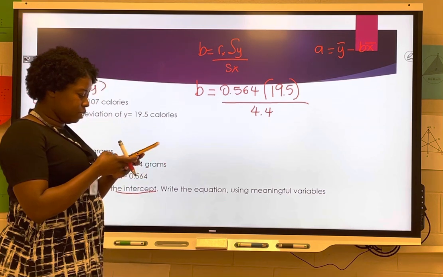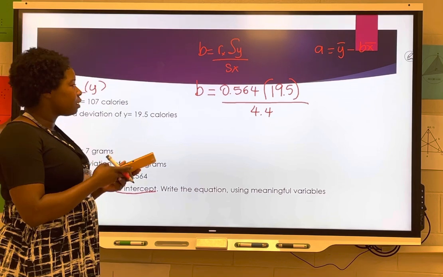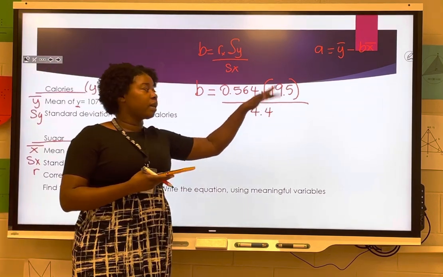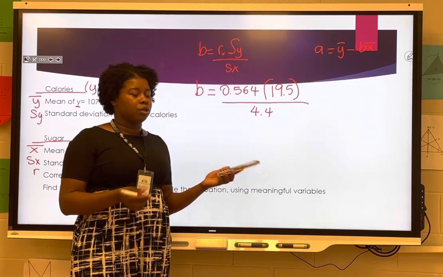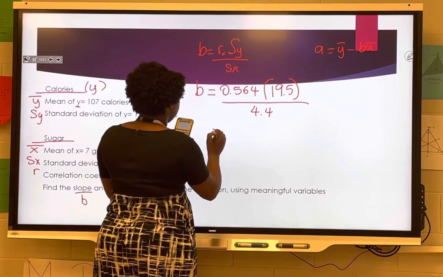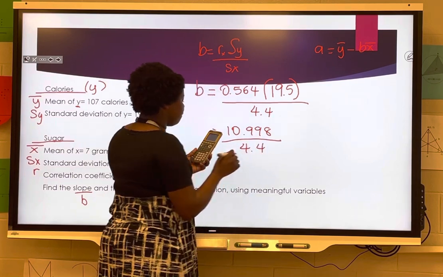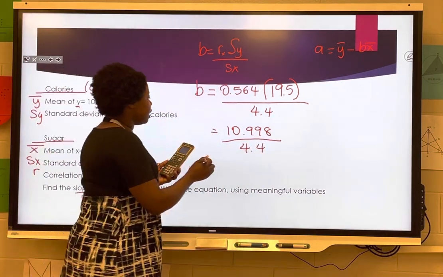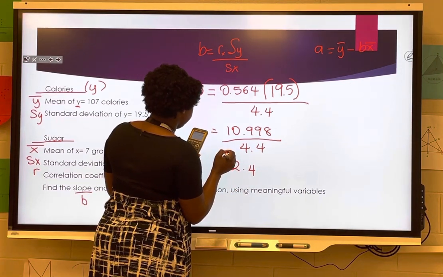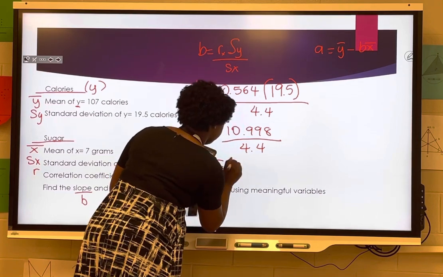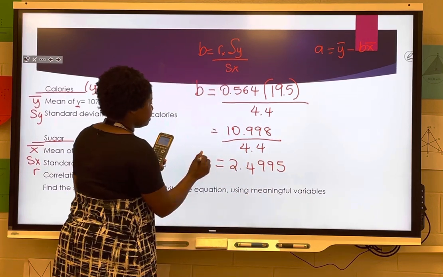So let's go. So it's going to be 0.564 times 19.5. And remember, once you have fractions working with you, work your numerator first, then you press enter, then you divide by the denominator. You do not add them in the same line. So here I have 10.998. I'm going to divide that by 4.4. And that should give me 2.4995, so 2.50. So I'm sure what I have, 2.4995. You can leave it as that if you want to.